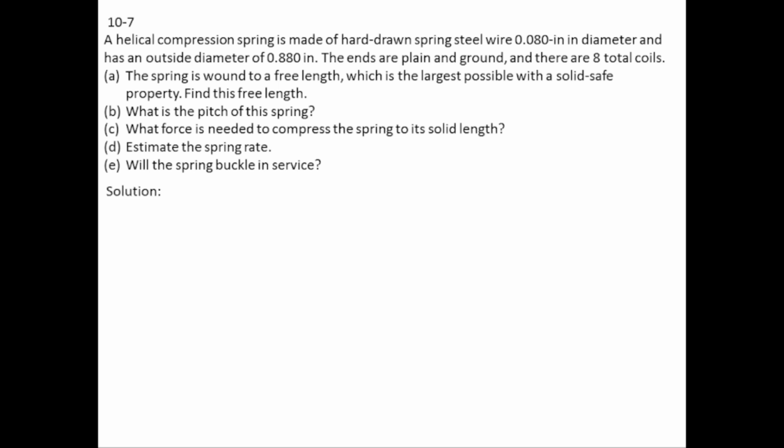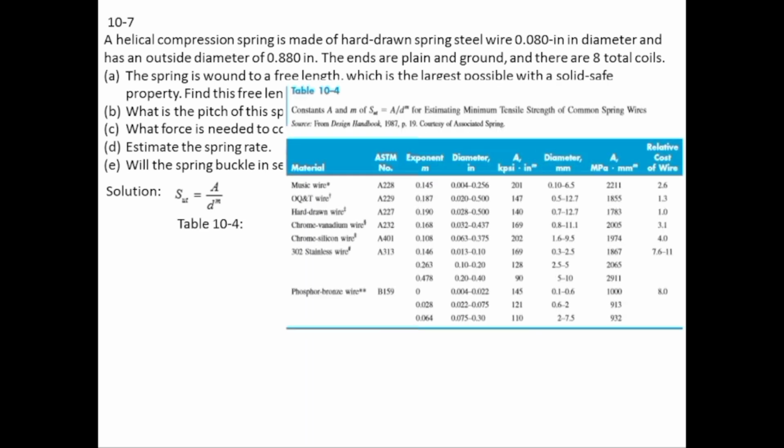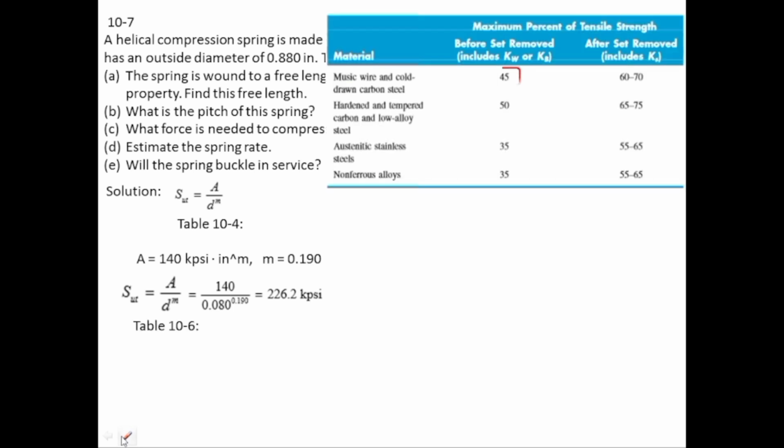The ultimate tensile strength is equal to A divided by d to the power m, and m values are taken from table 10.4. In the table for hard drawn wire m is equal to 0.19 and A is equal to 140 kpsi. Putting these values in the formula will yield 226.2 kpsi. Torsional yield strength is equal to some percentage of SUT, and that percentage is taken from table 10.6, which is 45% for music and cold drawn carbon steel. So SSY is equal to 0.45 times 226.2, that will give you 101.8 kpsi.